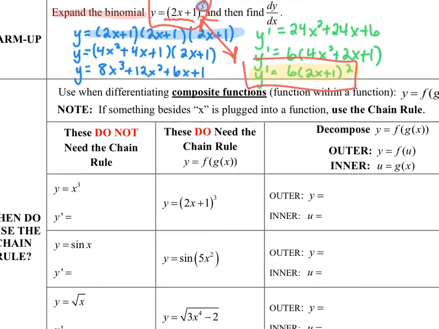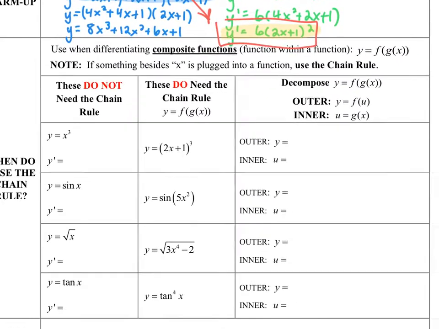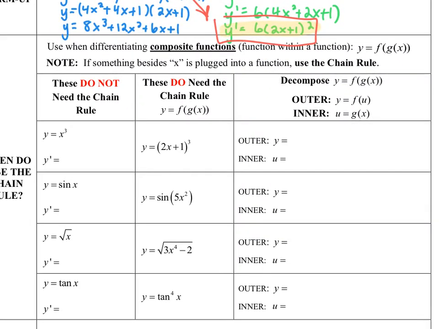Before we go into the specifics of the chain rule, it's important to understand what a composite function is so that you know when to use the chain rule. So let's talk about when you're going to use it first, and then we'll talk about what it actually is. So there's some functions that do not require a chain rule, and this is where you've lived your life so far. So when I have y equals x cubed, I can do that derivative. It would just be 3x squared.